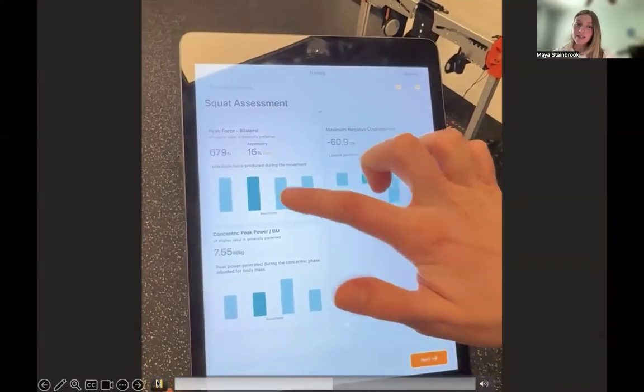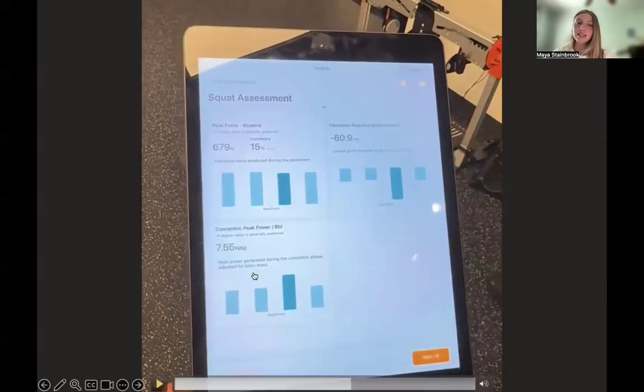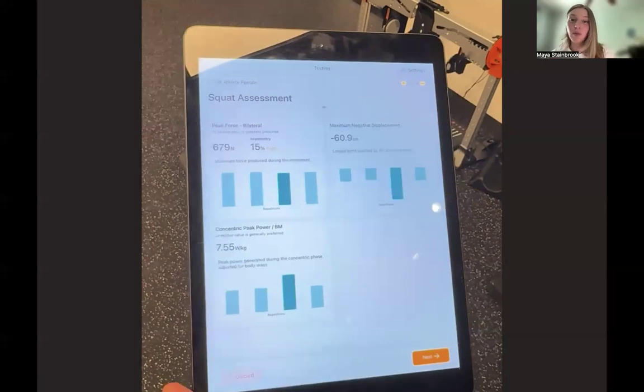This third rep is interesting because I go way deeper in this one. You can see I went from 25 centimeters to 60 centimeters, almost 61 deep. And that just shows that more eccentric force to hold that deeper squat is needed. So that eccentric force is going to be greater, and then that concentric force to pull me back up is going to be even greater. So 7.55 with 679 newtons of force to pull me back up out of that squat.